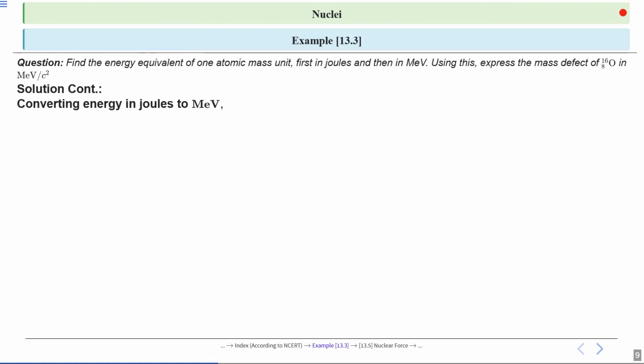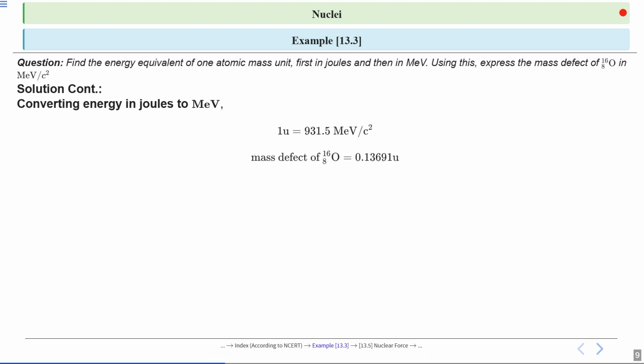Now let's focus on converting energy from joules to MeV, which stands for mega electron volts. This is a common unit of energy in nuclear physics. Here we see that one atomic mass unit is equivalent to 931.5 mega electron volts divided by c squared. The u stands for unified atomic mass unit, which is a standard unit for atomic and nuclear masses.